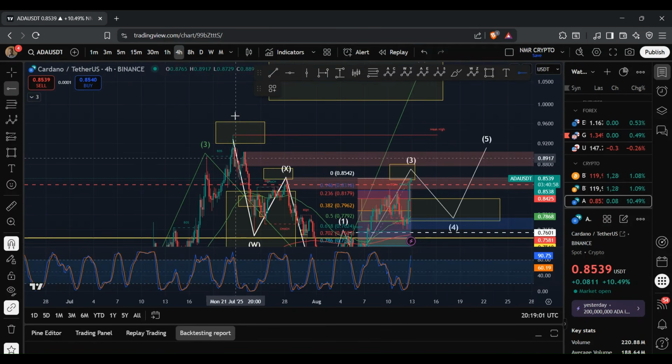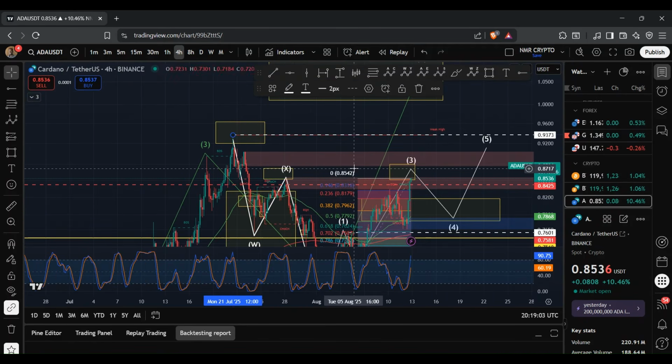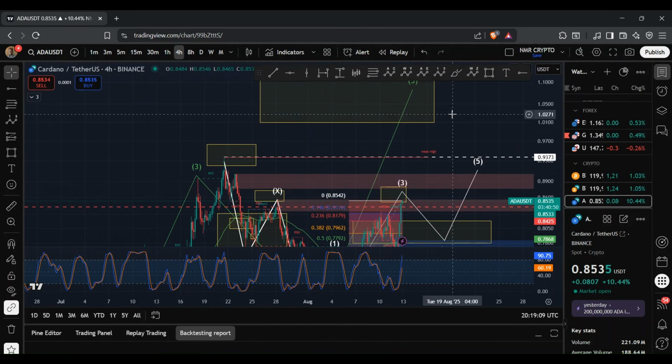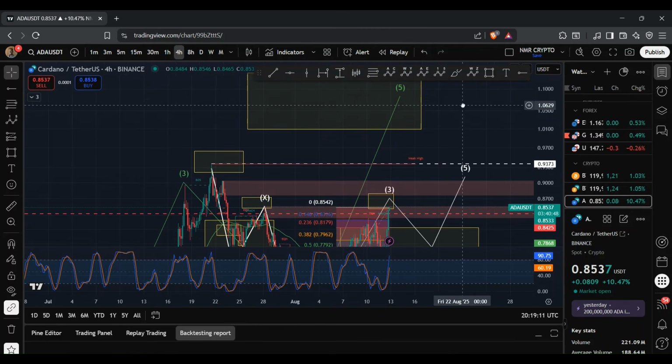where it's possible that we then breach past this level here, which is a swing high, and that would then trigger a break of structure and a change of character, which will further confirm that we are on a bullish trend. And from then on, it will be highly likely that we'll then tap into this range here.